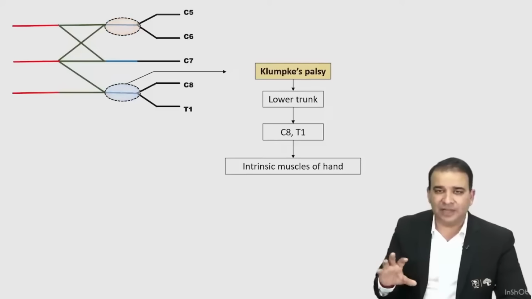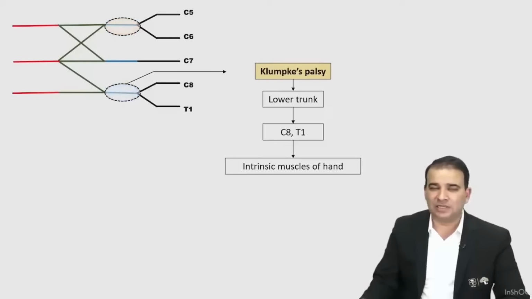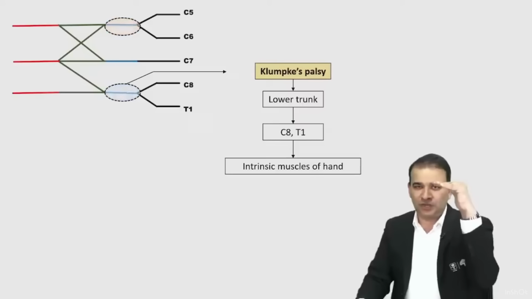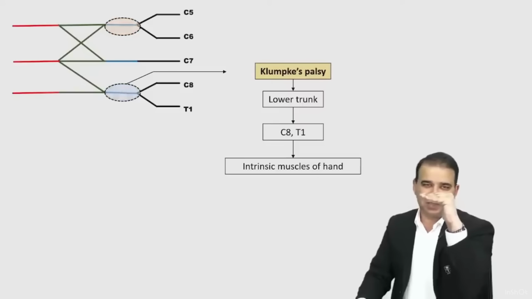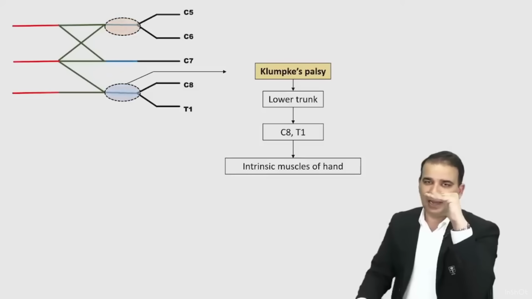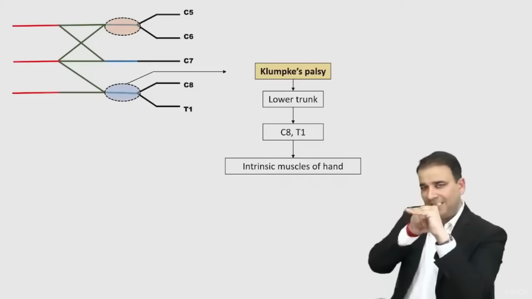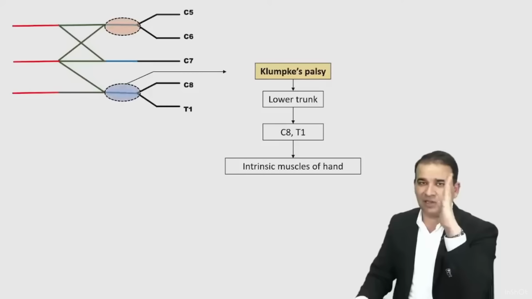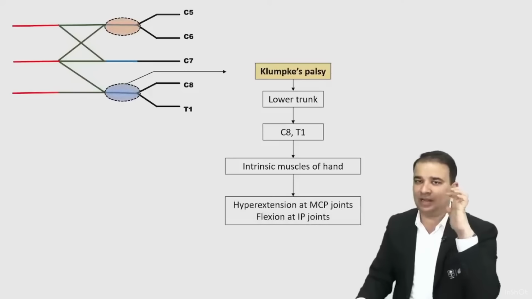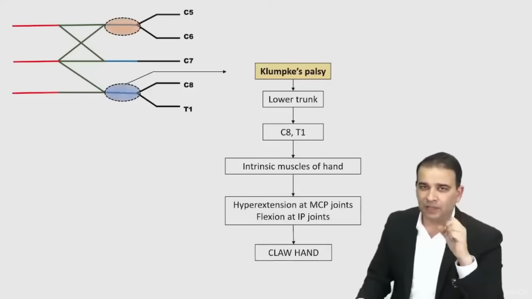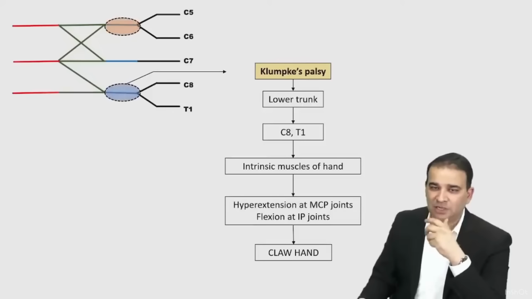But if the intrinsic muscles of the hand are gone, then obviously the one common function of the intrinsic muscles of the hand will get affected. This is what lumbricals and interossei will do, and that will get affected. There is an antagonistic movement at these joints here. So there will be hyperextension at the metacarpophalangeal joint and flexion at the interphalangeal joint, and that will cause claw hand. So in Klumpke palsy, obviously the feature is a claw hand here.